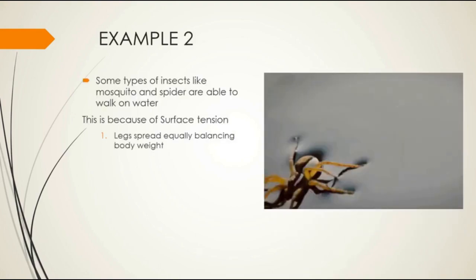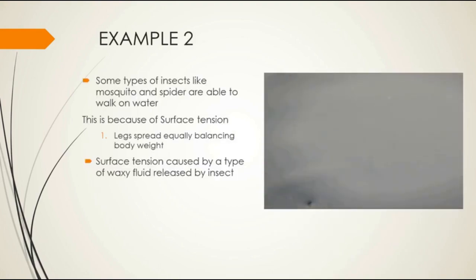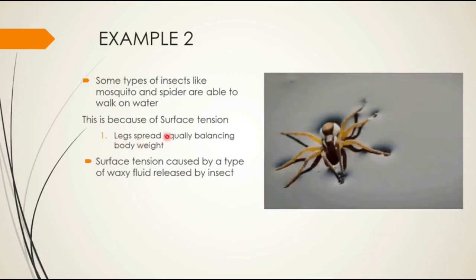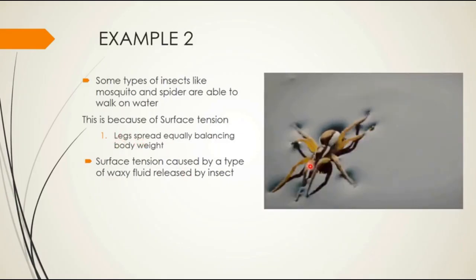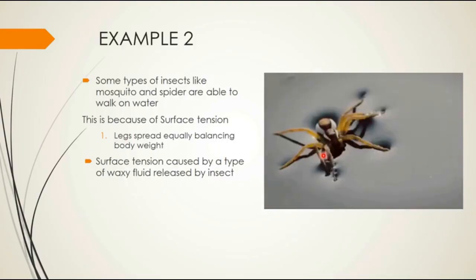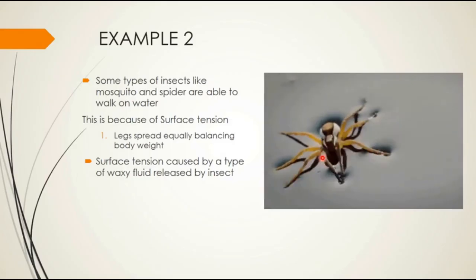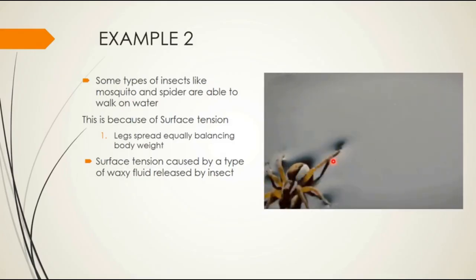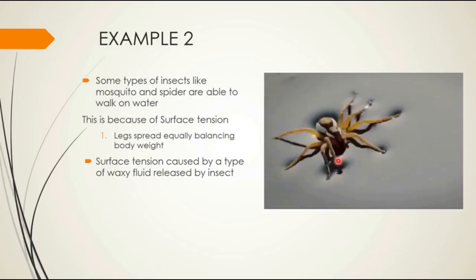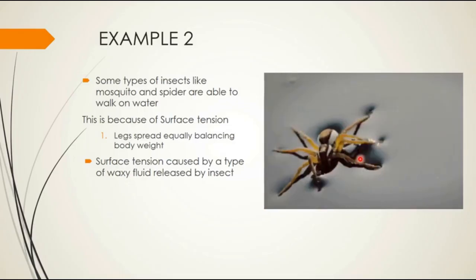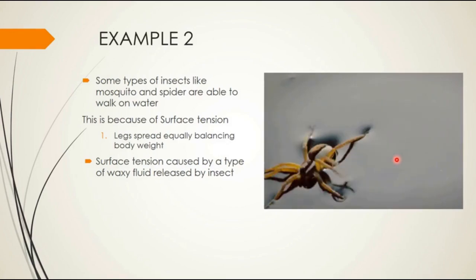Let us see another example. Some types of insects can walk on the water. It is because of two reasons. One is surface tension, and another reason is they can spread their weight equally through their legs. The surface tension is due to the waxy fluid which is released by these insects from their legs. It cannot mix up with the water, so they can float and walk on the water.